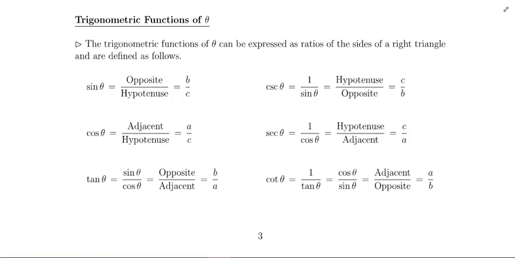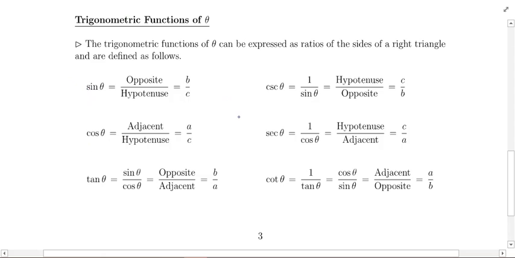So, the trigonometric functions of theta can be expressed as ratios of the sides of a right triangle, and they are defined as follows. Really quickly, I'm just going to tell you the names, or how you pronounce these things, because they're funny looking. If you've never taken trig, you probably don't know what these things are. So let me tell you what the names of them are.